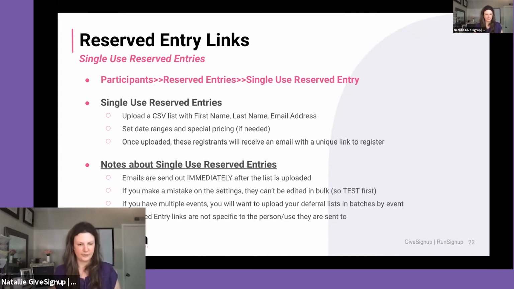A few things to note about single-use reserved entries is that emails are sent out immediately when you upload the list. So definitely test it first. Let's say you have 500 deferrals that you're uploading reserved entry links for. If you make a mistake with the settings, they can't be edited in bulk. So you'll have to update those one by one, just something to keep in mind. Again, that's why it's important to test first.